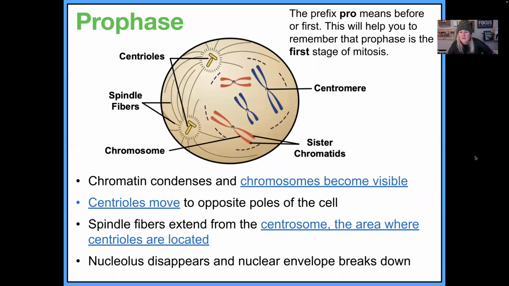Okay, prophase, the prefix pro means before or first. So prophase was always first. This will help you to remember that prophase is the first stage. Chromatin condenses and chromosomes become visible. Centrioles start to move to the opposite poles of the cell. Spindle fibers extend from the centrosome, the area where centrioles are located. The nucleolus disappears and the nuclear envelope breaks down.